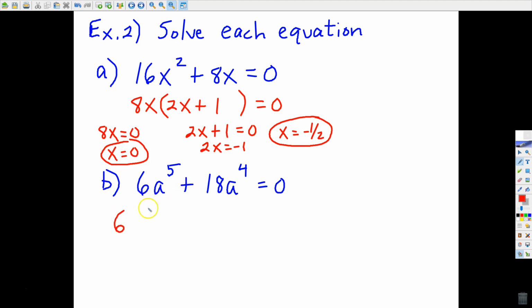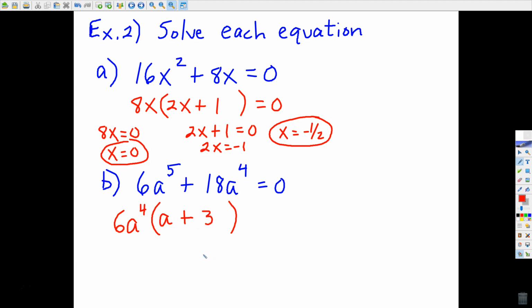Well, I see that 6 divides into 6 and 18. That's the largest number that will divide into both. I also see that I can take out a to the 4th. A to the 4th divides into itself and into a to the 5th. That is a factor. The other factor, after I divide, I will come up with a plus 3.